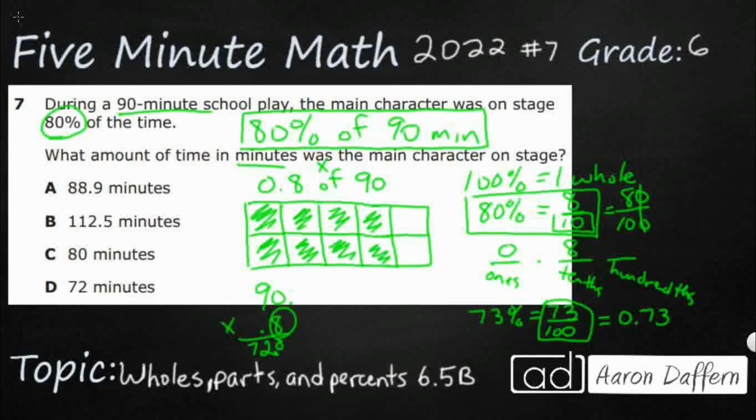So 80% of 90, that makes sense. It's going to be less than 90. It's 72. So it's definitely more than half of 90. Half of 90 would be 45, but it's not the whole thing. So really, this B doesn't even make any sense. But my answer here is D.